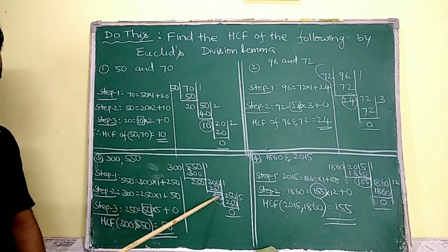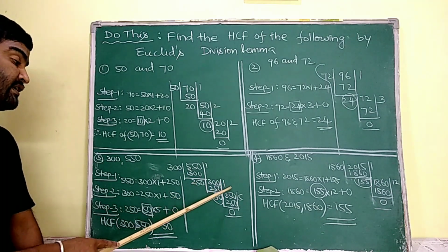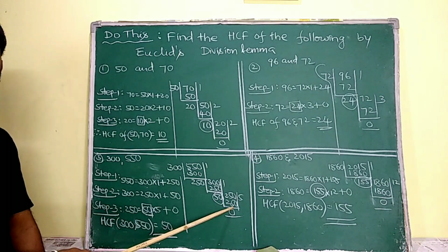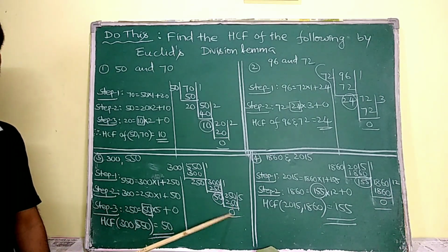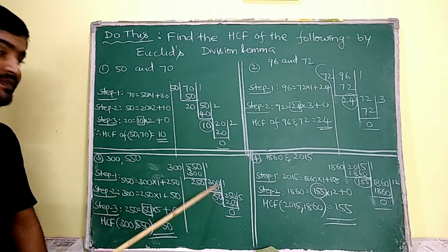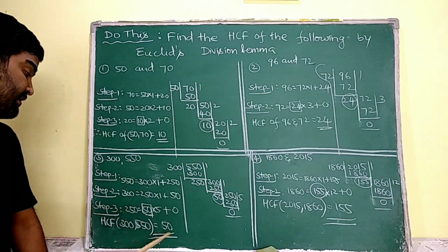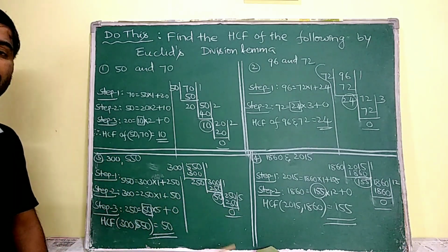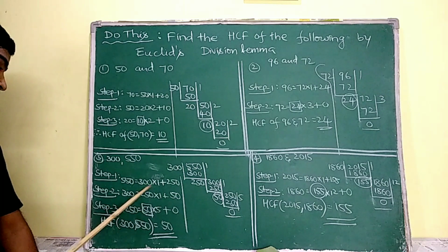Again remainder is 50. With this 50 I am going to divide 250. 50 5s are 250. Here the remainder is 0. So the divisor 50 is known as HCF of 300 and 550. So here we obtained 3 divisions. So 3 steps I am going to write.